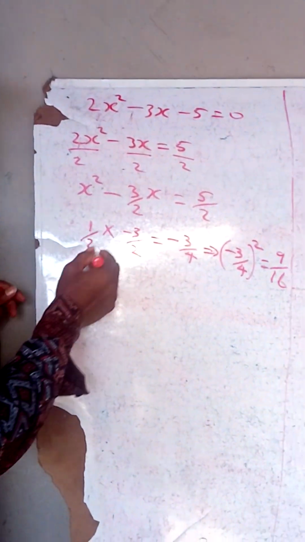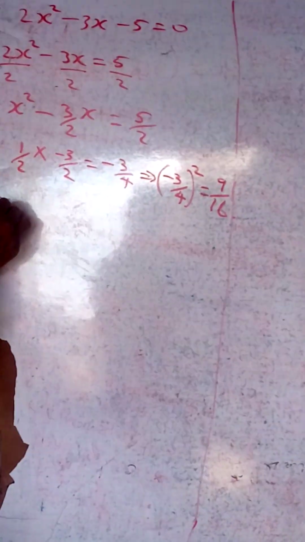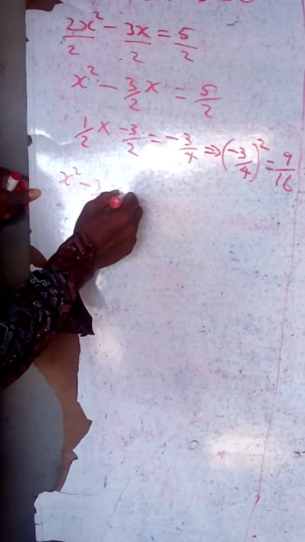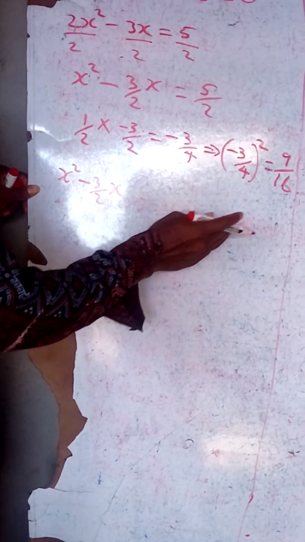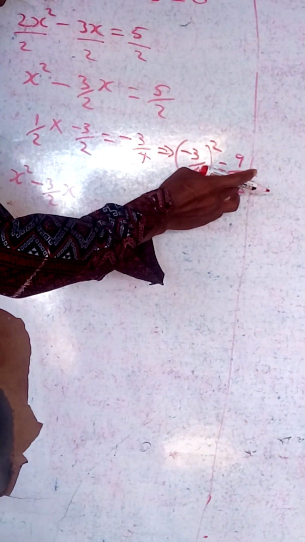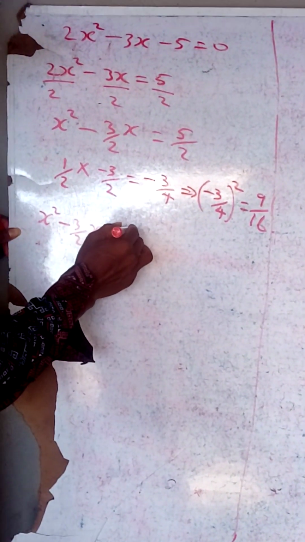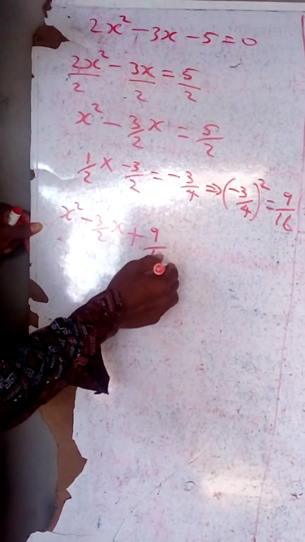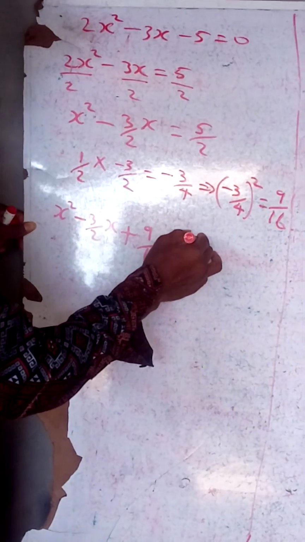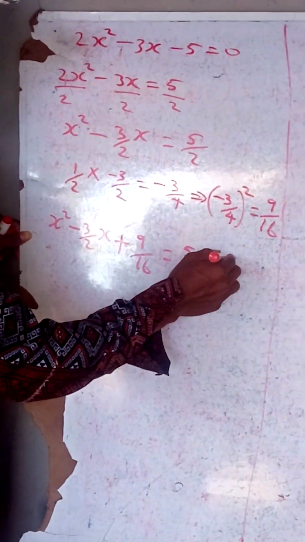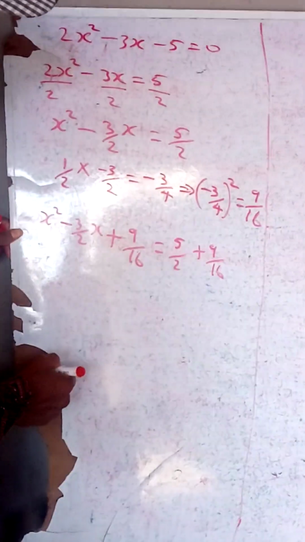You see the equation? The equation is x squared minus 3 over 2 x. And then we'll add the result here, 9 over 16. So plus 9 over 16 is equal to, here we have 5 over 2, and we add plus 9 over 16.